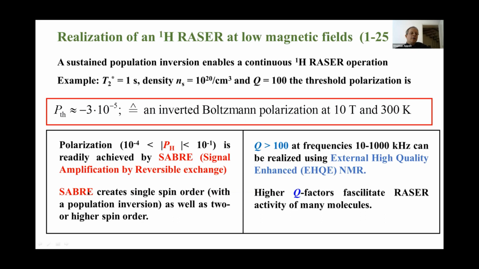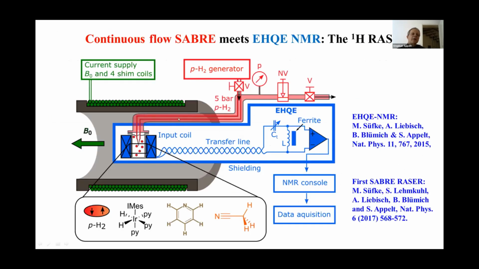Okay, we know that SABRE can create not only single spin order but also complicated, two-spin orders. So we can study the RASER of complicated spin orders. Okay, so now this is how it looks. This was the first experiment for RASER. We bubble in continuously at a few millitesla with a small syringe, a small pipe here, and a continuous flow back inside a resonator with a Q of several hundred at, say, 100 kilohertz. That was shown by Martin in Nature Physics 2015.